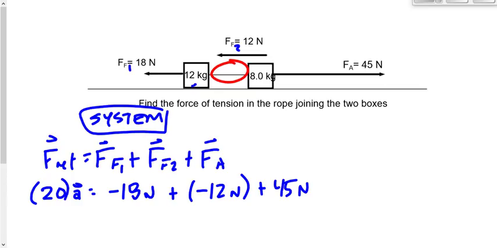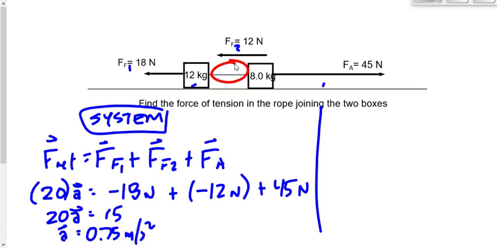All right, so we're going to say 20 times A is equal to negative 30. That's going to be 15. So A is going to be equal to 0.75 meters per second squared. Is that right? I think that's what we got.